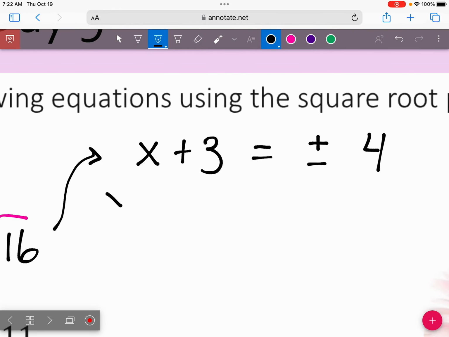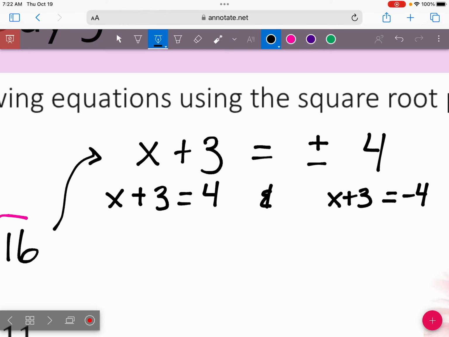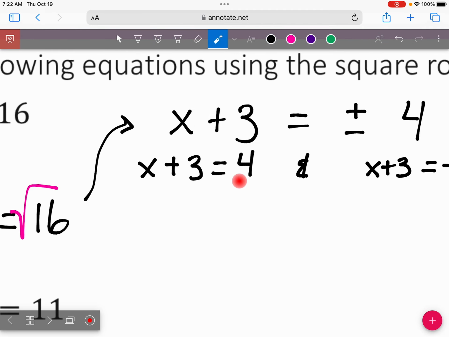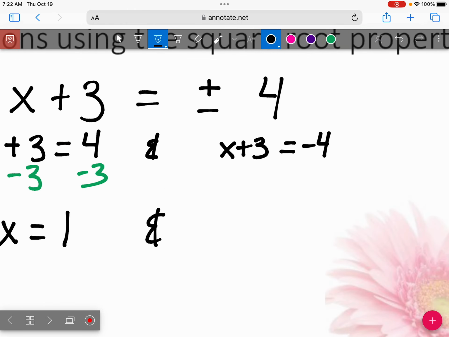So then I'm going to split this into our two options for our solutions. We're going to have x plus 3 equals 4 and x plus 3 equals negative 4. Then we got to finish solving for x. What do we need to do to get x by itself? Subtract the 3. And we get that x equals 1. And again, we're going to subtract 3. And we get that x equals negative 7.